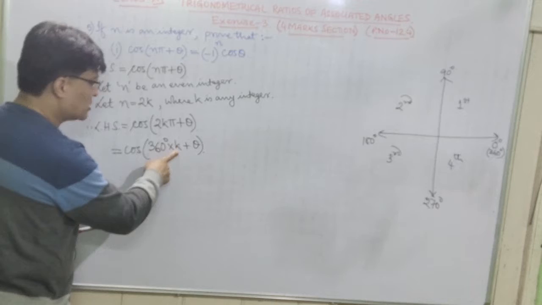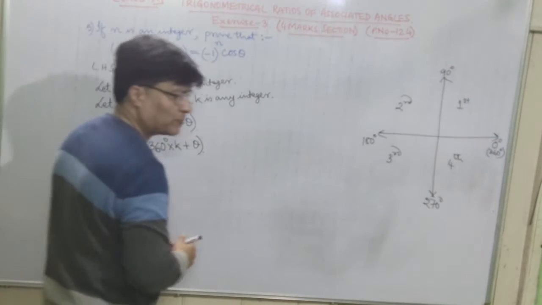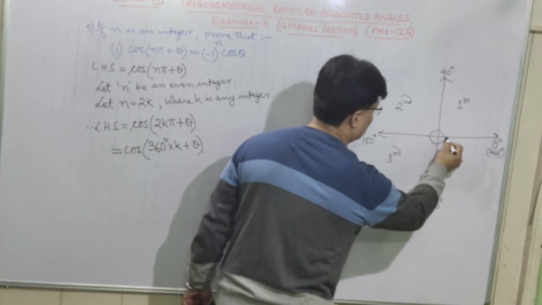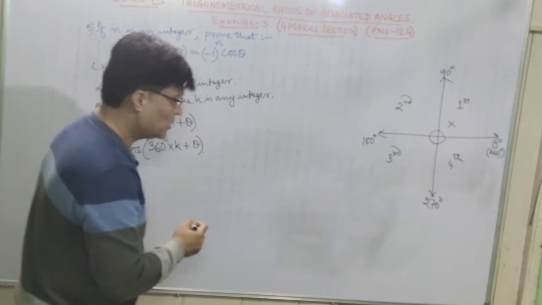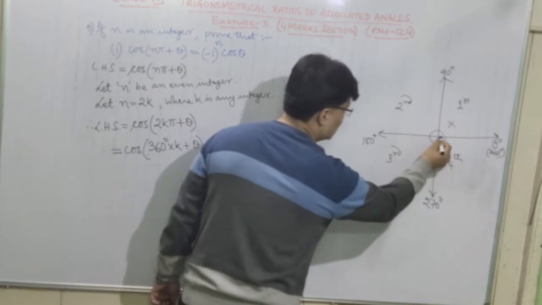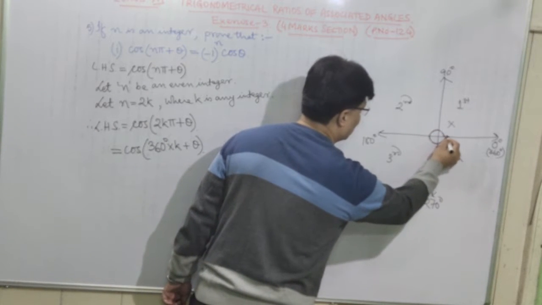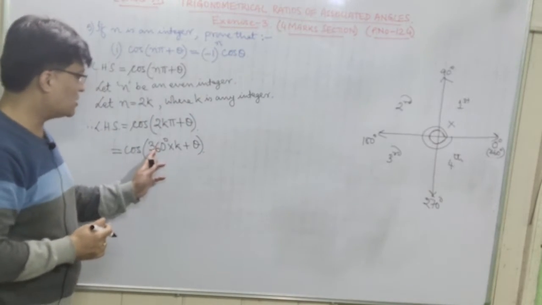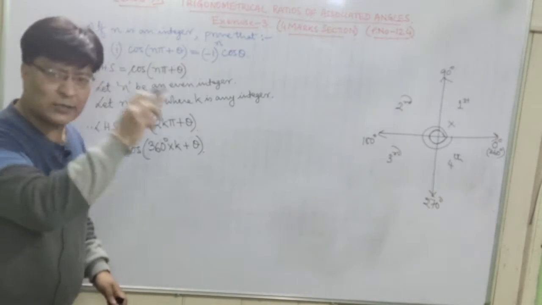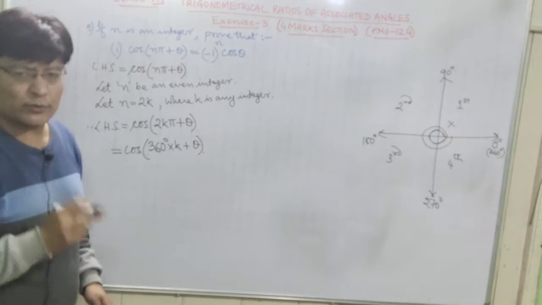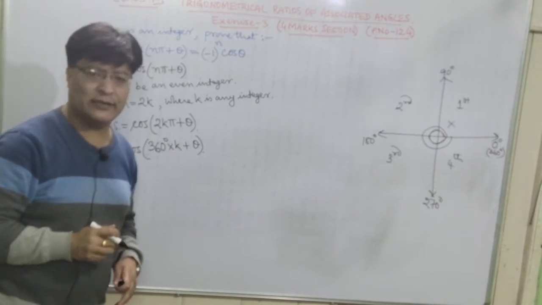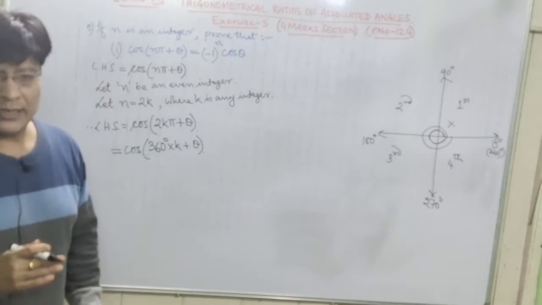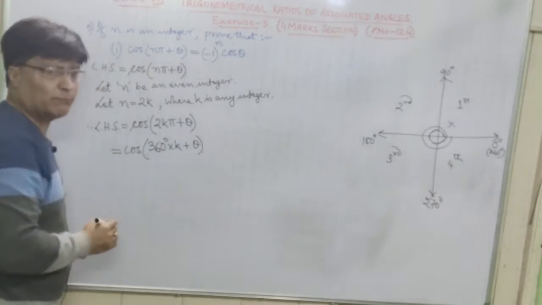Now suppose we put k = 1, this is 360 into 1 plus θ. 360 into 1 means a full round plus θ lies in the first quadrant. What is 360 into 2? It means 2 rounds plus θ, which lies in the first quadrant. Again, 360 into 3 means 3 rounds plus θ, always in the first quadrant. Whatever the value of k, 360·k + θ always lies in the first quadrant, and in the first quadrant cos is always positive.